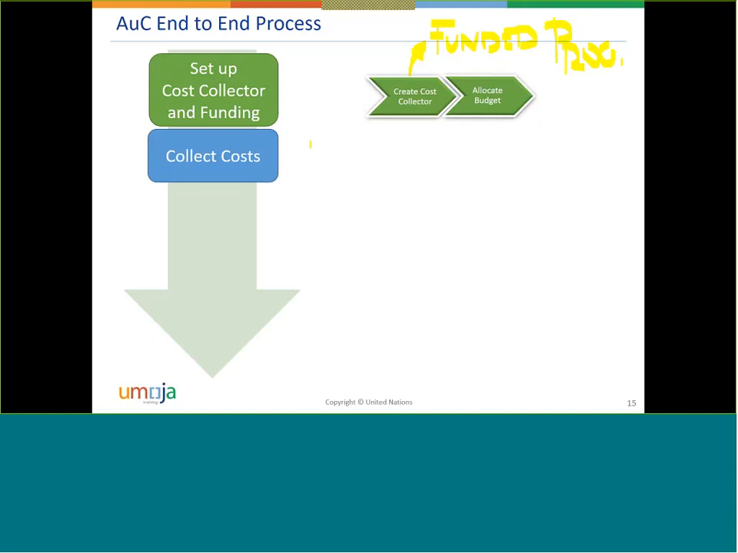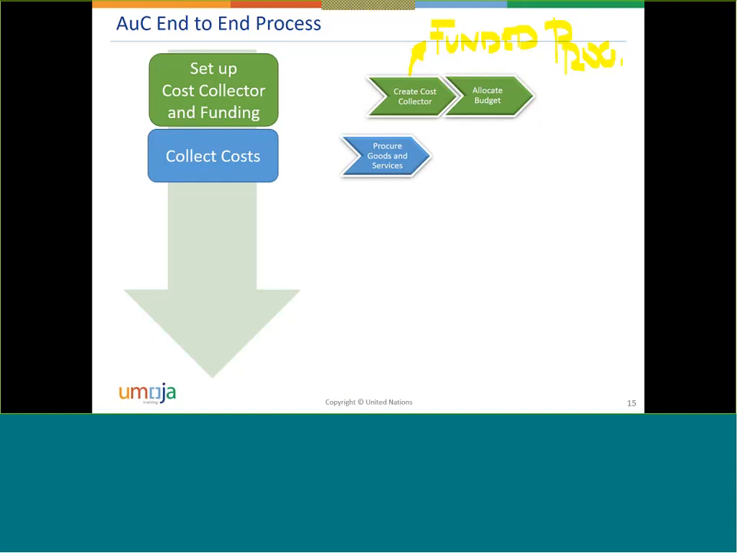Okay, so as a part of the collection of costs, we have different transactions. We have procurement of goods and services, and this is an important point. For AUC projects, whenever there is the need to raise a shopping cart, it's important to keep in mind if this is for services or for goods.